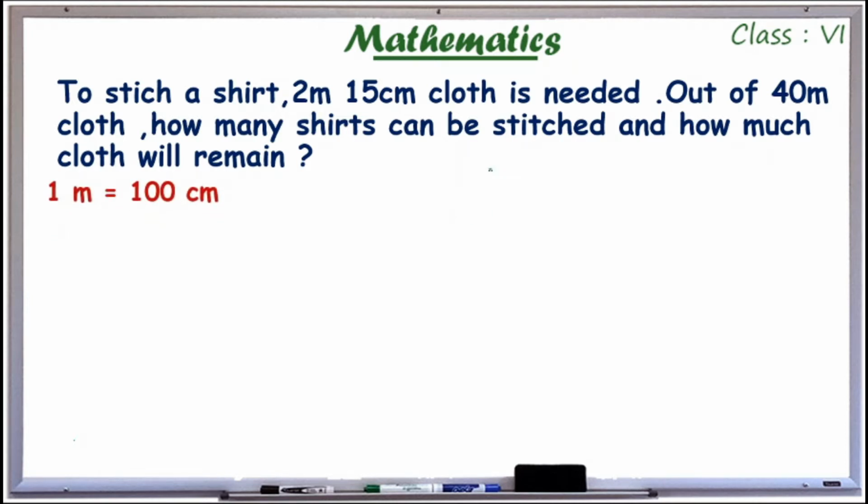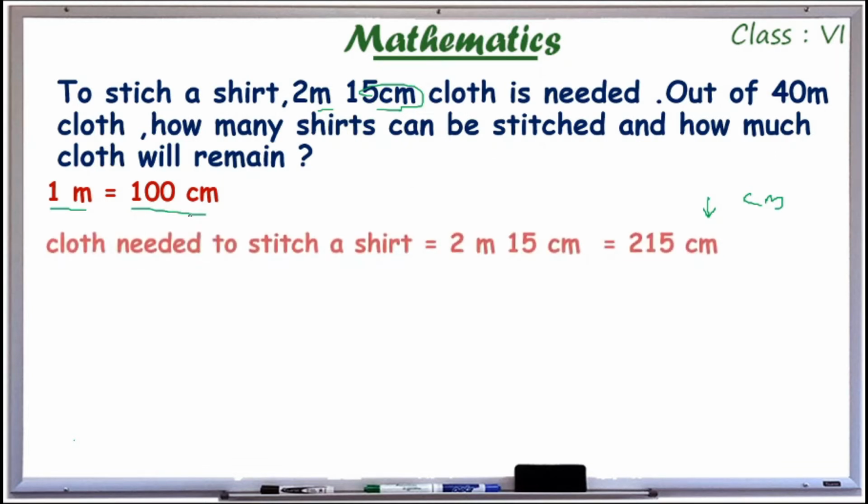First of all, for every question you have to convert the units to the lowest unit. For example, we know meter, centimeter, etc. are units of length. We can measure length using centimeter and meter. So we have to convert all the units to the lowest. Here the lowest unit is centimeter, so I have to convert all the units to centimeter. Now we know 1 meter is equal to 100 centimeter.